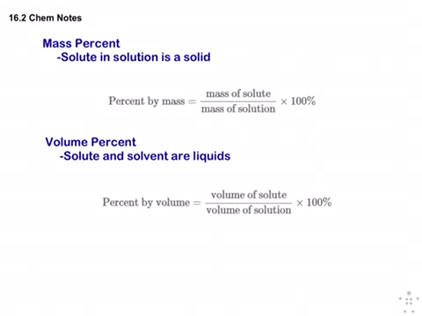So we can do some fun math to figure out concentration as an actual number. It's not just a visual. When your solute in solution is a solid, you can figure out your concentration by the mass of the solute over the mass of the solution. If both the solute and the solvent are liquids, you can do the volume of the solute over the volume of the solution. The key here is it's always the solute over the solution. If you're given the masses, do mass. If you're given the volumes, do the volumes.